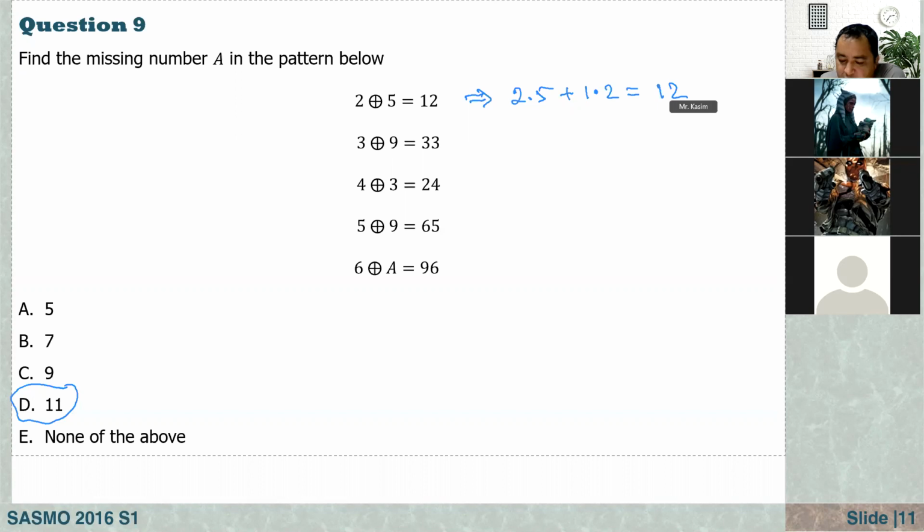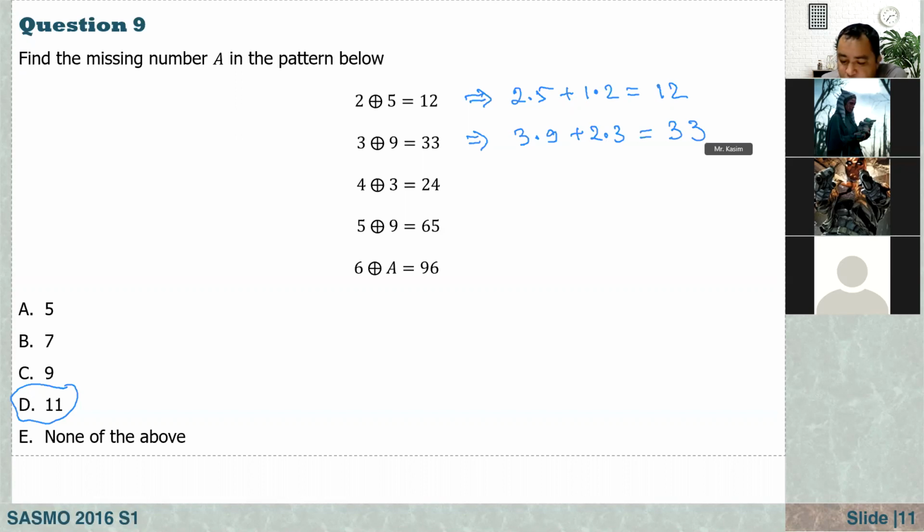And how about the second one? The second one is 3 times 9, and that's 27. 27 plus what number is 33? That is 6. So 6, I can write it as 2 times 3. So the answer is 33.